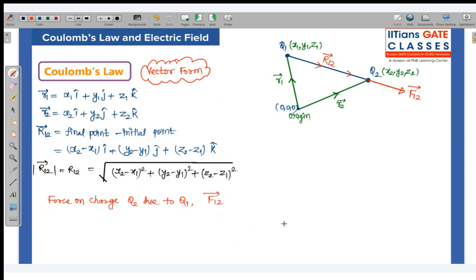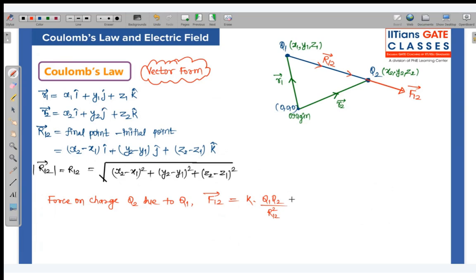Now it is in the vector form. Force is a vector quantity. It has direction. So F12 equals K into the product of charges, Q1 Q2, divided by R12 square. This is the distance between them. Now we have to tell the direction. So direction is from 1 to 2. So basically when you are moving from 1 to 2, the direction of force is also along with that.